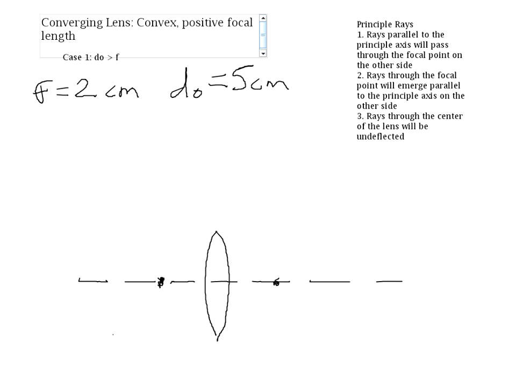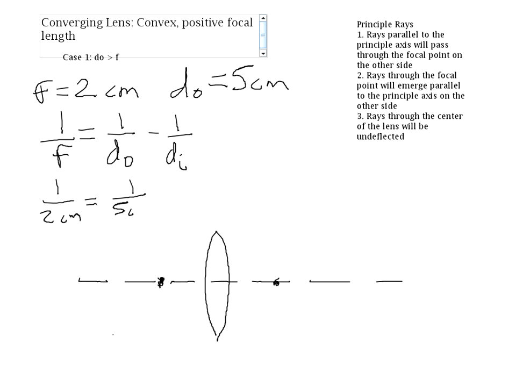Okay, so let's first do it algebraically. We'll use the lens equation, which is 1 over the focal length equals 1 over the object distance minus 1 over the image distance. So in this case we have 1 over 2 centimeters equals 1 over 5 centimeters plus 1 over di.